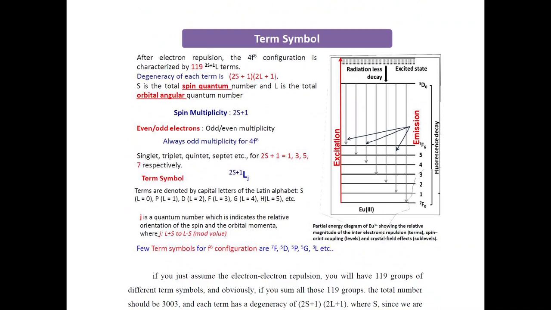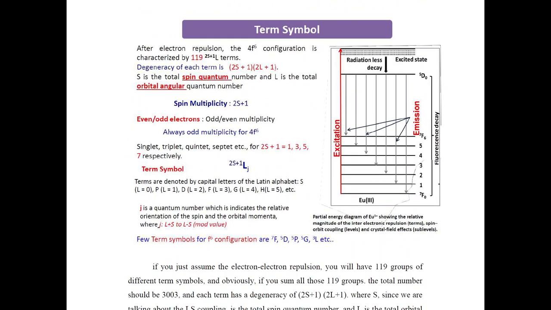Similarly, this is Stern's term symbol. After electron repulsion, the 4f6 configuration is characterized by 119 2S+1 L terms. The degeneracy of each term is (2S+1)(2L+1). S is the total spin quantum number, and L is the total orbital angular momentum quantum number. Spin multiplicity is 2S+1; for an even number of electrons the multiplicity is always odd, as in 4f6.